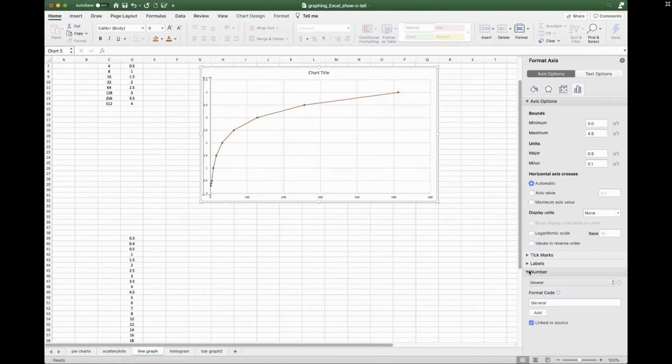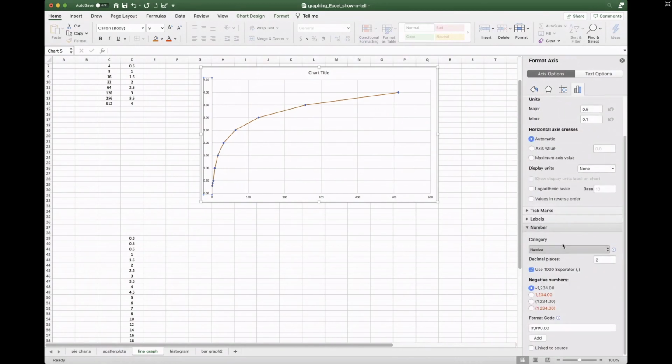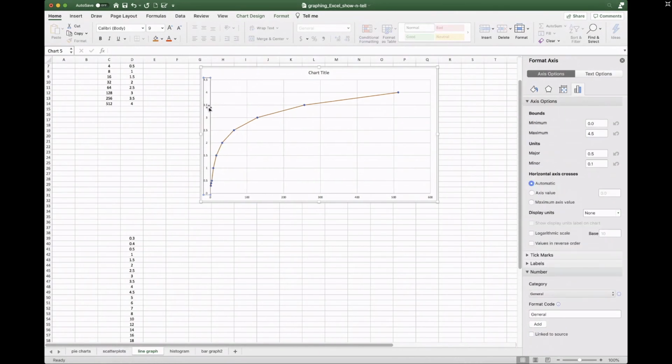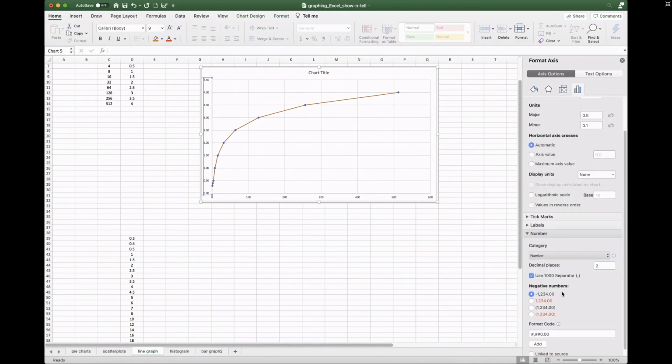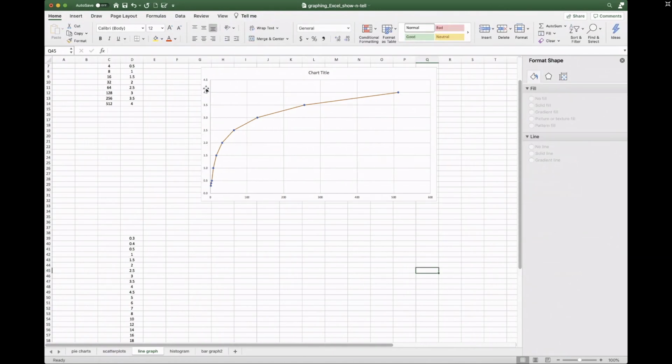I'm going to come down here to number. And let's see, number, where's decimal? Oh, I'm going to click number. All right, so it was on general. So if I take the category and I click it to number, use decimal places, I can change it from 1 to that, and now everything is consistent on the y-axis.